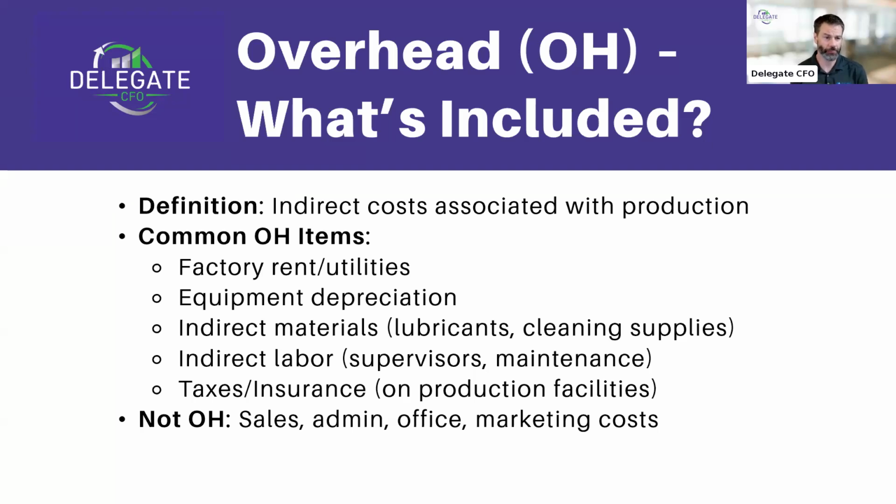So what is overhead? By definition, it's indirect costs associated with the production. Common items: factory rent, utilities, indirect labor, supervisors, maintenance. So it's really all the costs that are necessary to make the product, but can't be directly taken or associated with that product run of widget A or widget B.